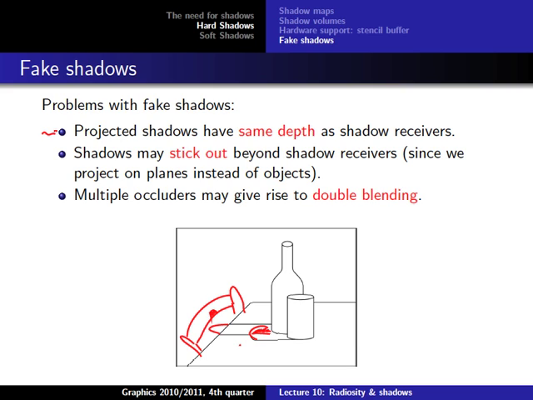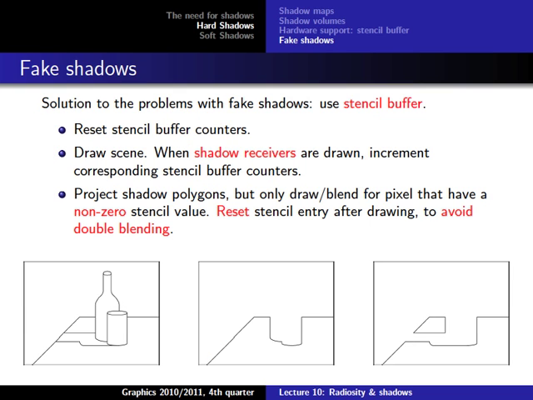So there is not really much we can do here, but for these two here we can use the stencil buffer to solve these problems. And the idea is actually, again, quite simple. First, of course, we have to initialize our stencil buffer. Then we draw our scene, like the scene in the left image here.